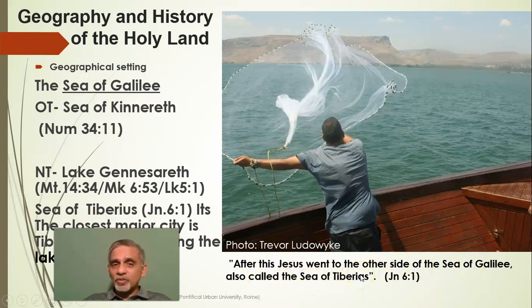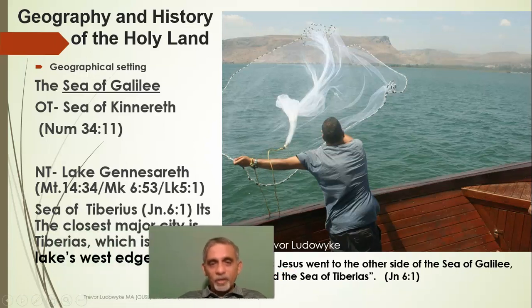One side of the Sea of Galilee, in fact the northwest side, I think, was Tiberias, the town of Tiberias. So it was called the Sea of Tiberias. The closest major city is Tiberias, which is along the lake's west edge.